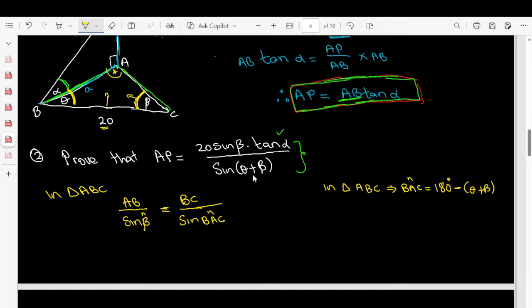Now I can celebrate. Can you see that we're almost getting what we are looking for? So this tells us that angle BAC is equal to 180 minus theta plus beta. I'm just going to leave it like that, né? So now what is this equal to? Let's substitute everything that we have. I hope I'm not moving fast. Let's just substitute everything that we have. Okay, please give me a second.